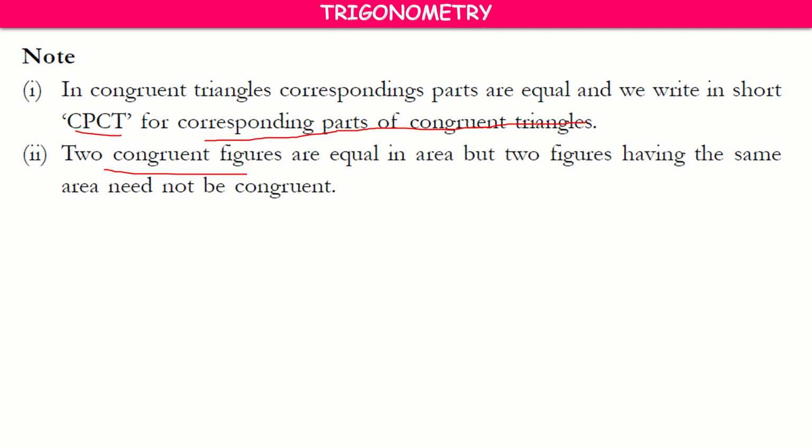Two congruent figures are equal in area. If we take two triangles, two figures having the same area need not be congruent. If two figures are congruent, they are equal in area, because congruent figures have the same vertices, same angles, and same sides. But if two figures have equal area, they need not be congruent.